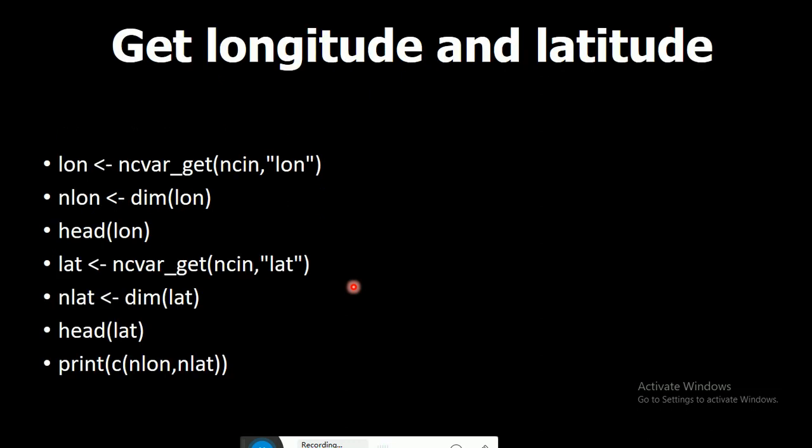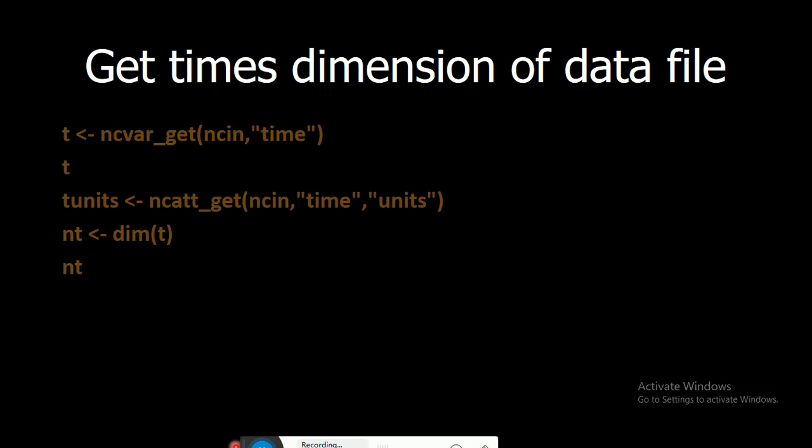After that, get the longitude and latitude. The command for this is this. Okay, we will see this also in the practical part. In this section, we will see the time dimension of the data file. The code is this.